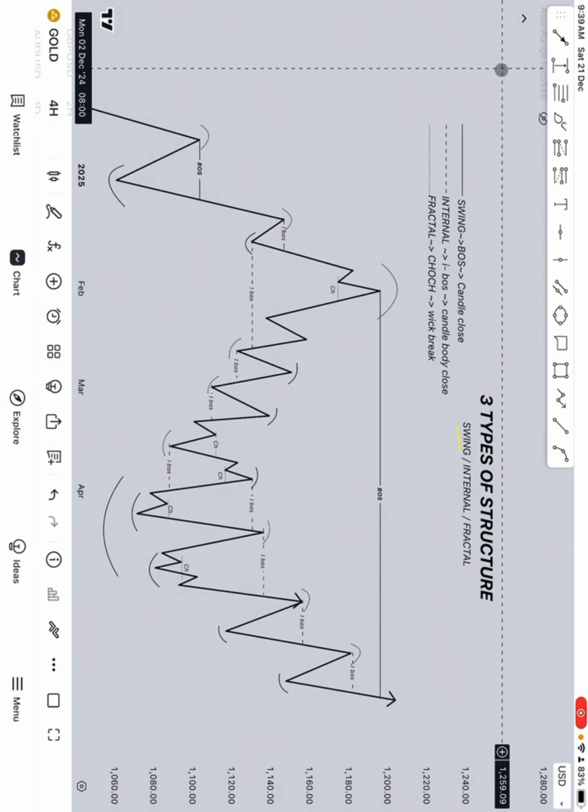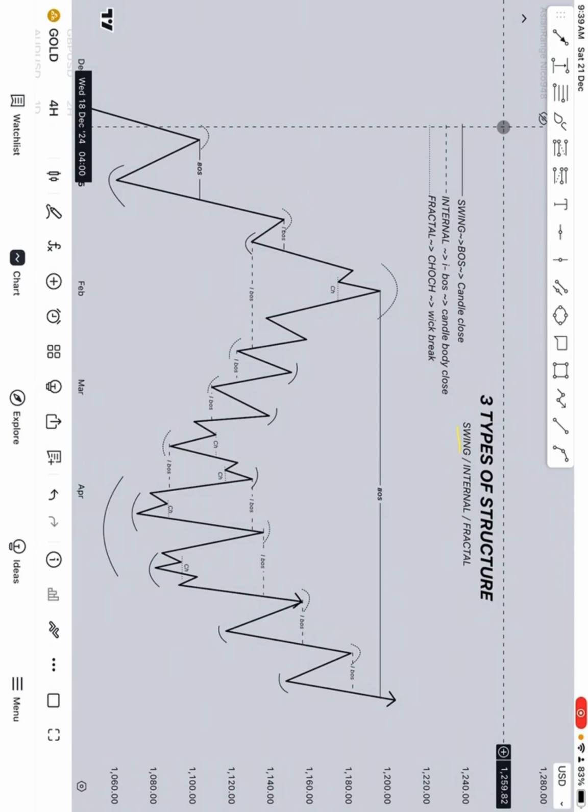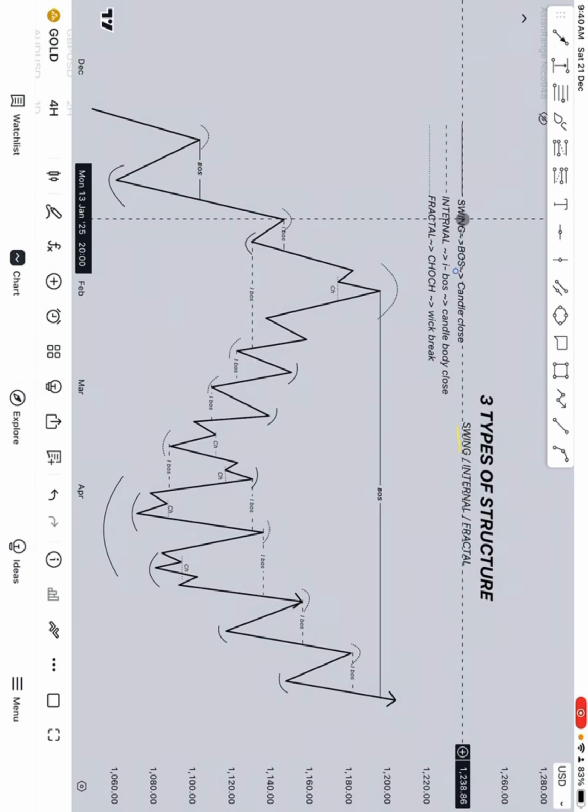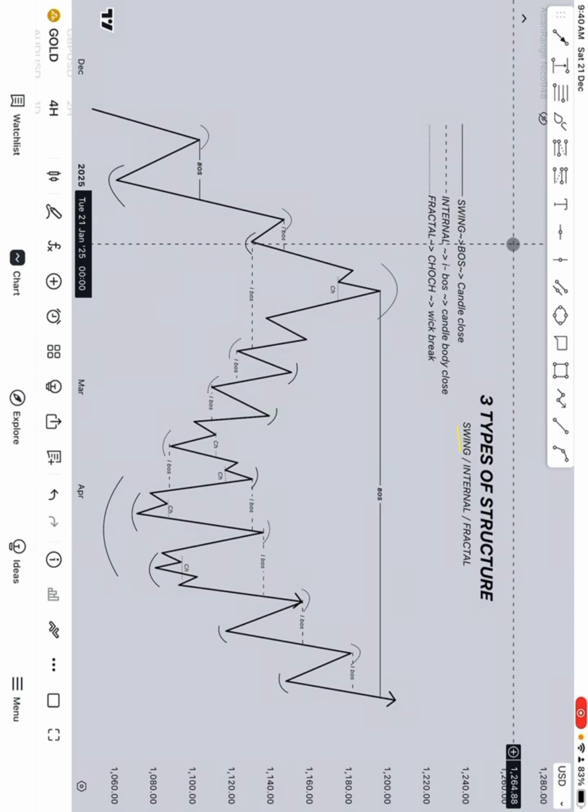So, what's up, traders? Welcome to another session with the prolific trader. Today, we'll be covering part two of market structure, and we're talking about the three types of market structure.